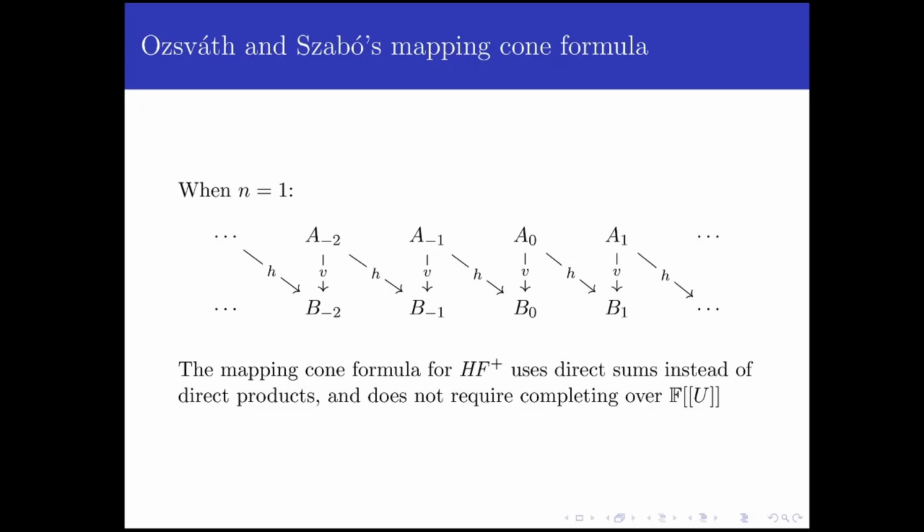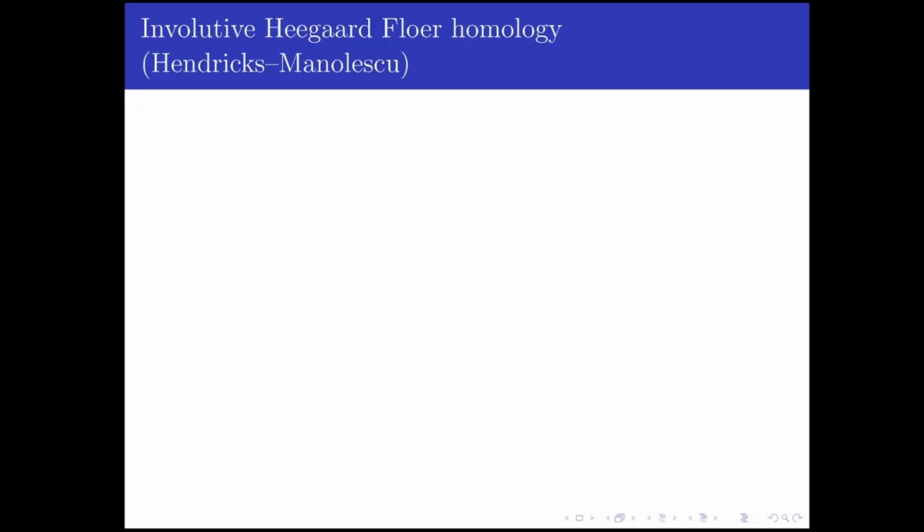And actually, the cone formula also works for HF plus, but the formula uses direct sums instead of direct products, and you don't need to complete over the ring F adjoin U. So algebraically, it actually is a little simpler for HF plus. We've stated it for HF minus, though as long as you take these small algebraic modifications, it's basically formally the same. So this is one of the motivations for our talk, and now we're going to enter the world of involutive Heegaard Floer homology.